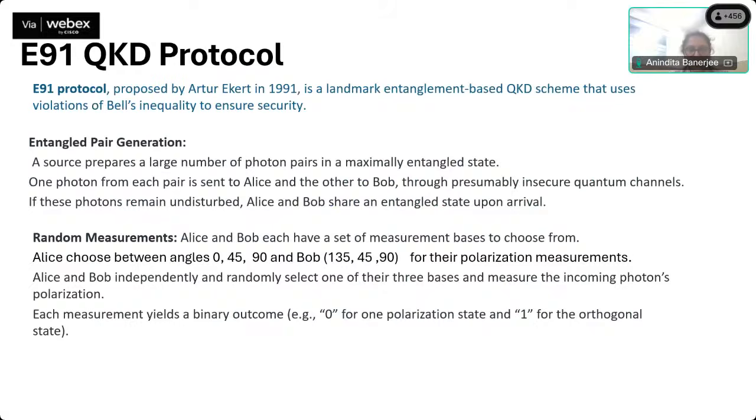Here, the setup is chosen such that there is a provision of testing whether the state is entangled or not simultaneously, which is not there in the BBM92. So ACCHE-91 uses these three measurement basis states. First they do a pair generation, which is very typical, which I have shown you earlier also. Then they do random measurements, something similar to BBM92, but it is in three basis states.